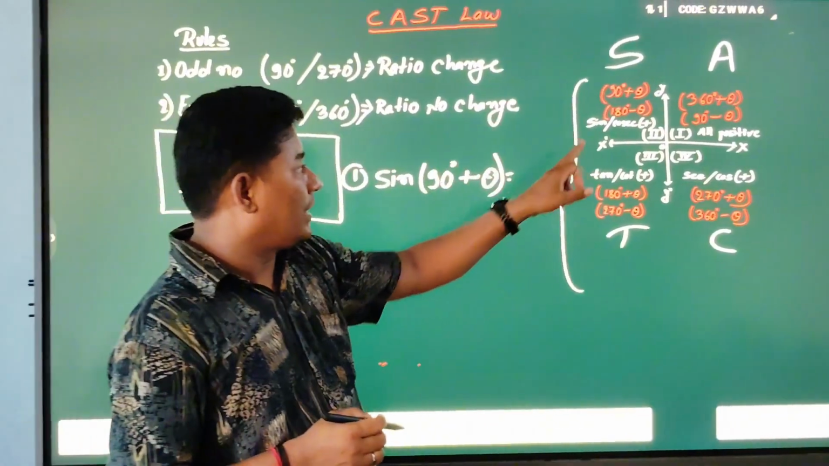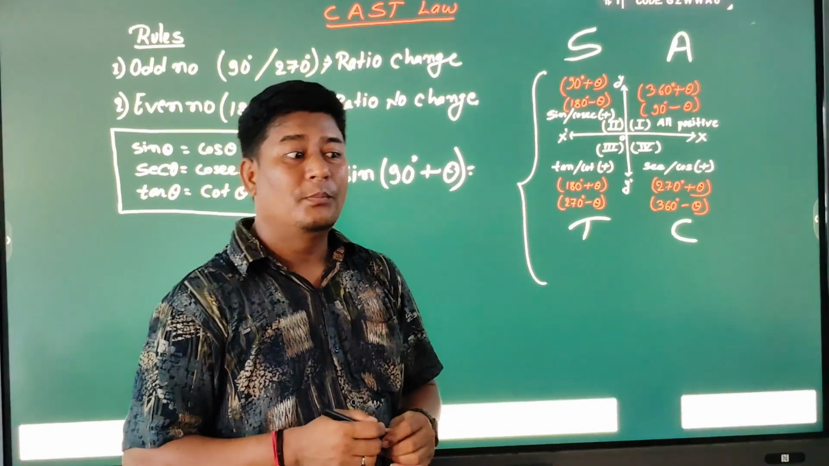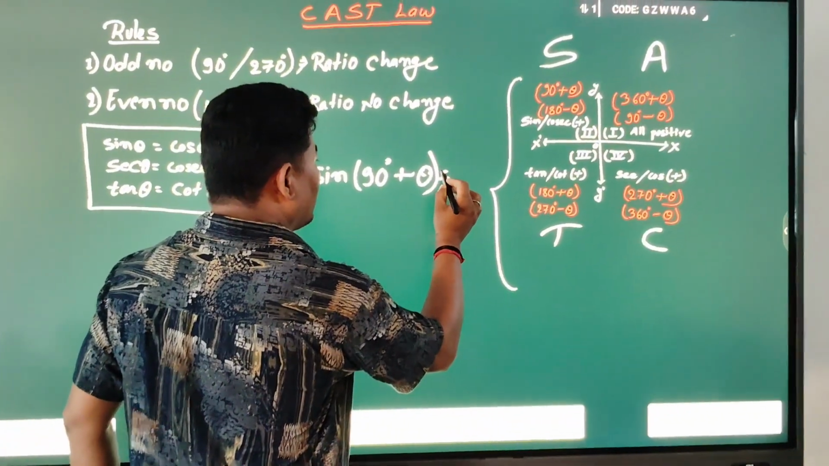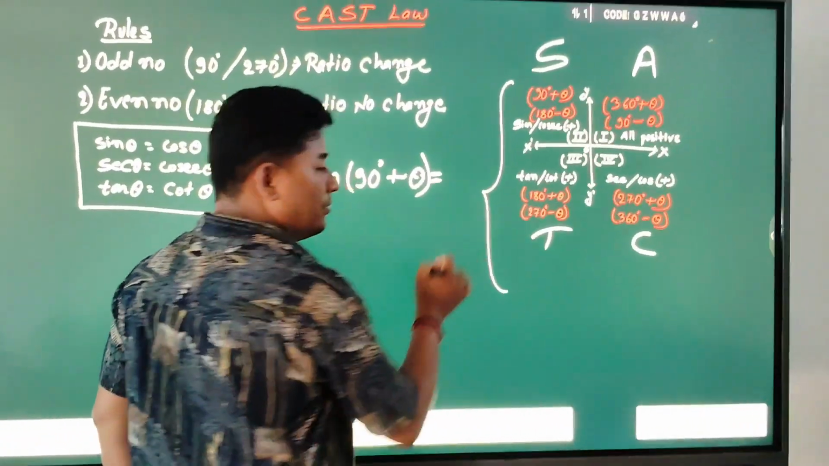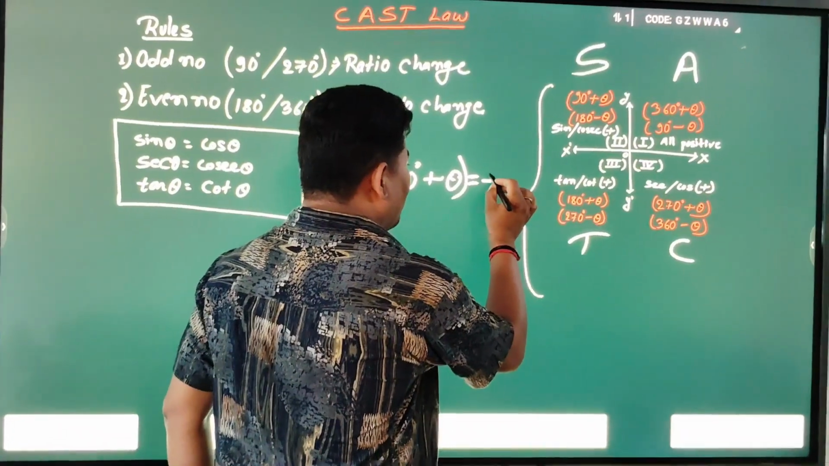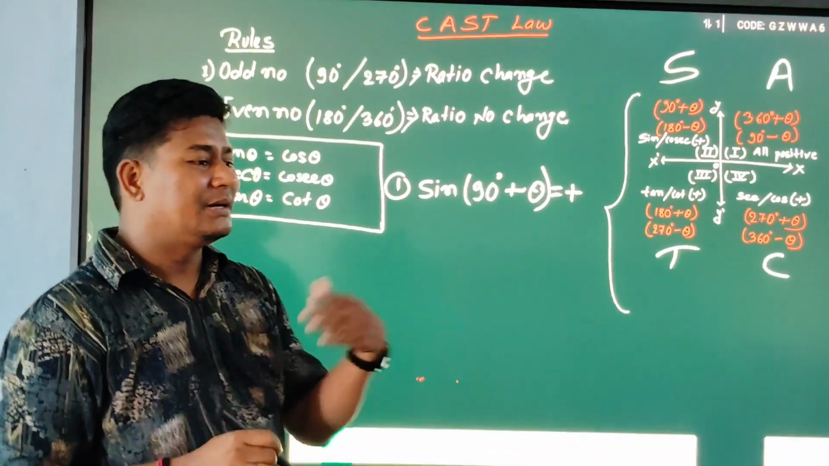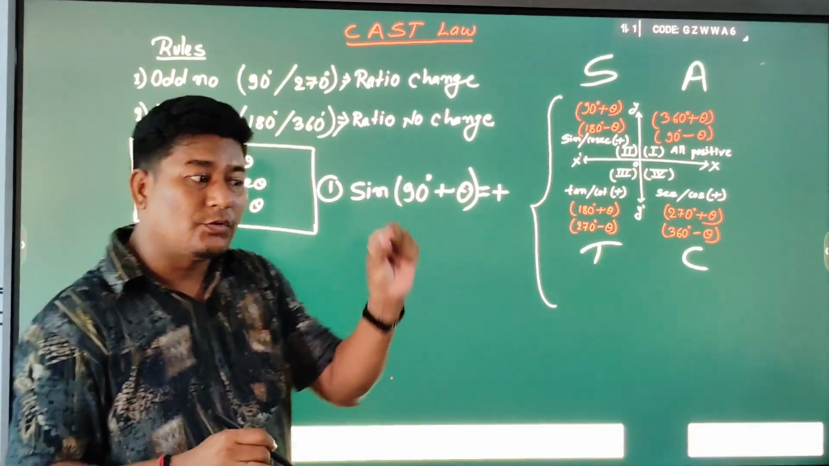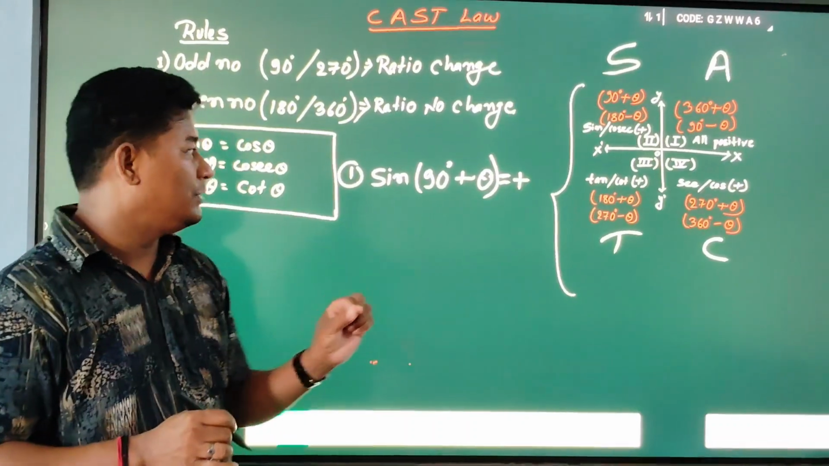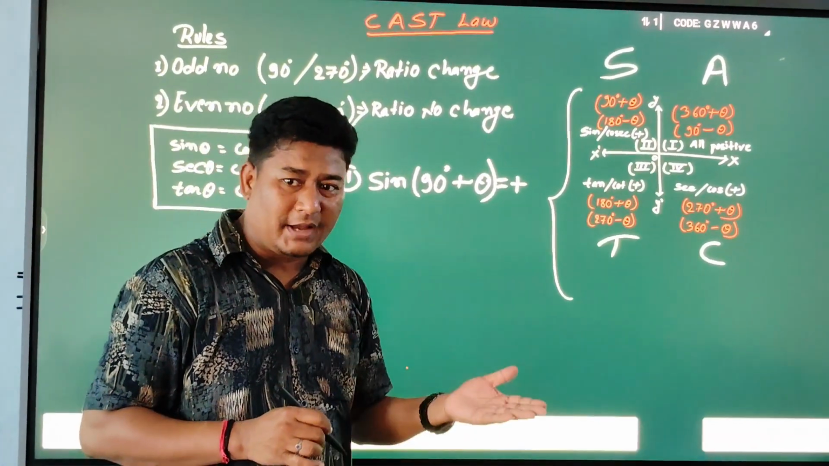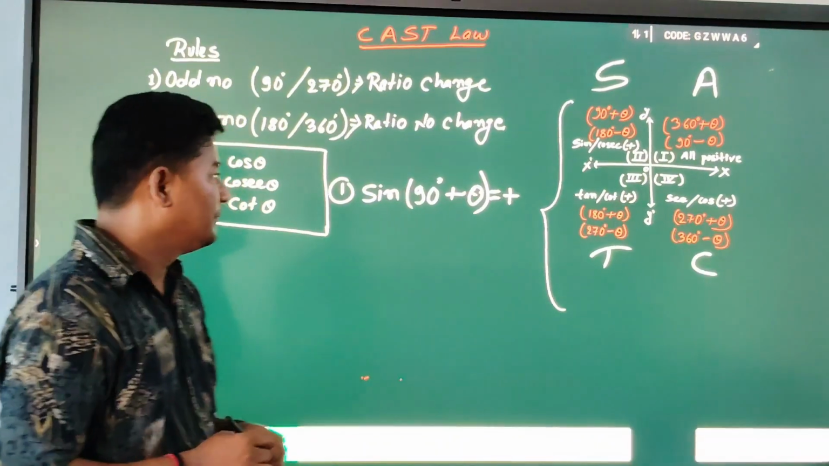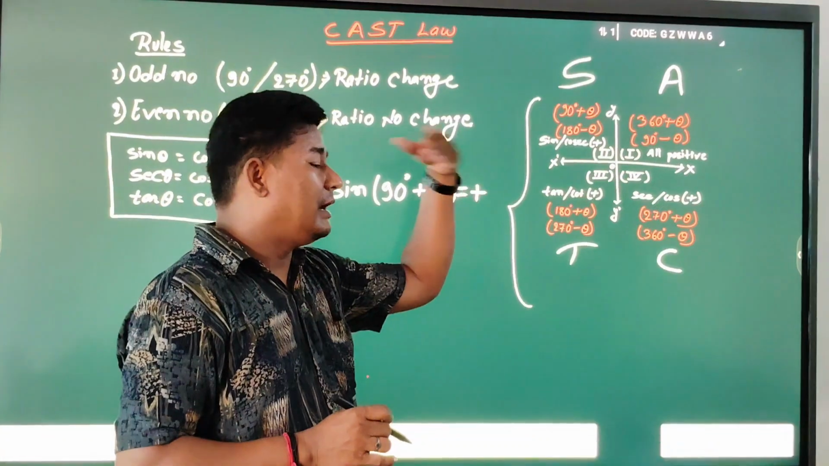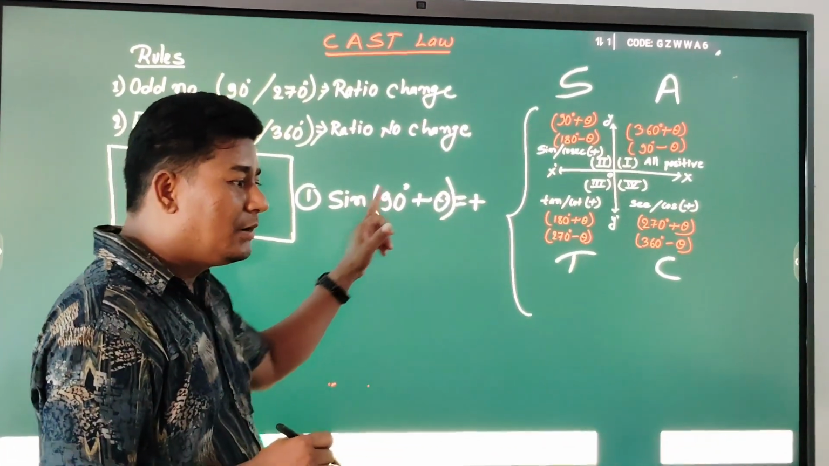And in the 2nd quadrant, sine and cosec are positive. That's why the result is positive, meaning plus. Generally the plus sign is not written, but let's suppose here is a plus sign. The answer to which quadrant it is determines whether you write minus or plus. That's why sine of 90 degree plus theta lies in the 2nd quadrant, and in the 2nd quadrant, sine is positive.